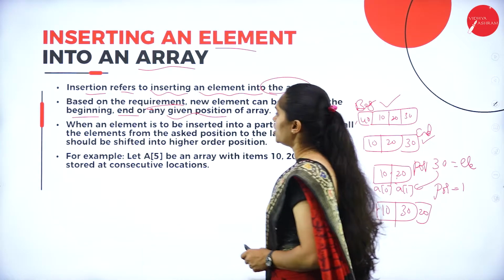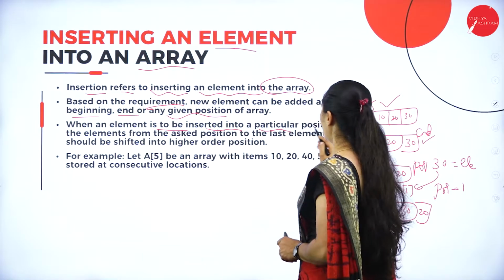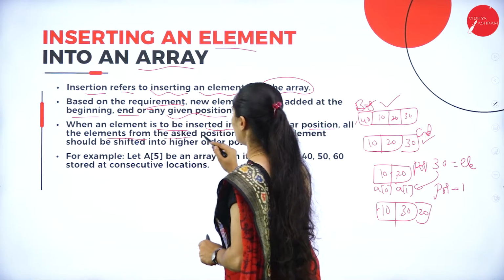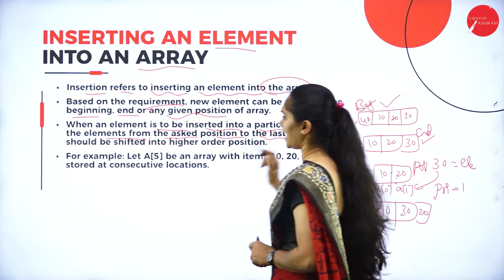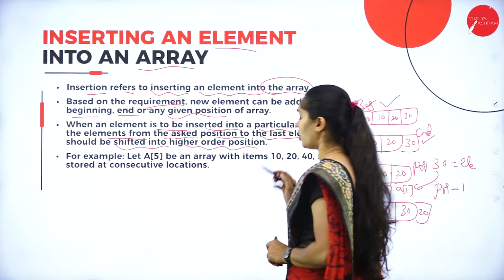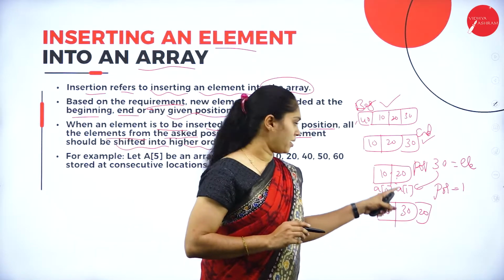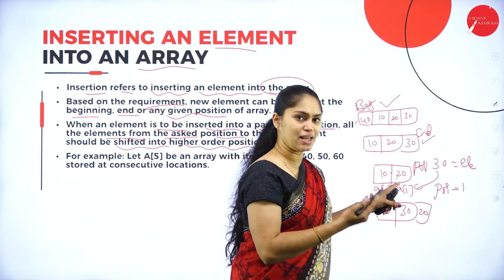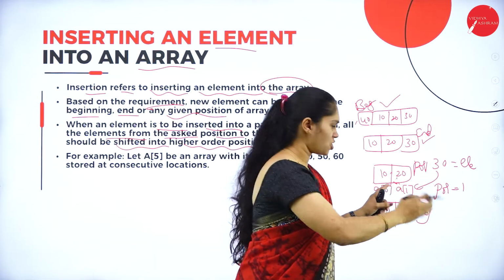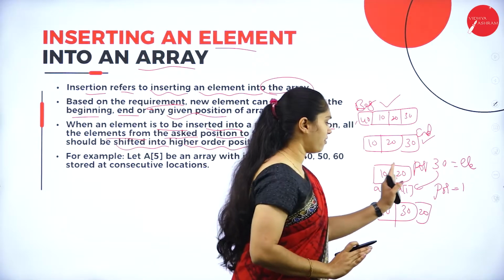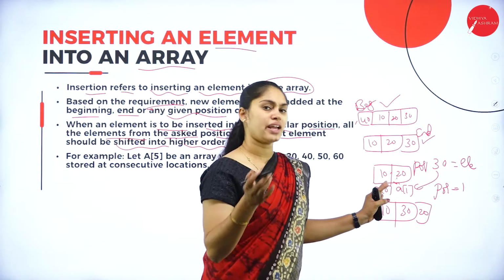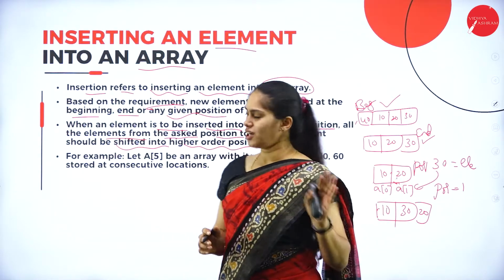So consider when an element is to be inserted at a particular position, all the elements from that position to the last element should be shifted into higher order positions, as I told. If I wanted to insert an element in this position, whatever elements we have after that position need to be pushed right, then only we can get a space there. Then we can insert whichever element we wanted to insert.